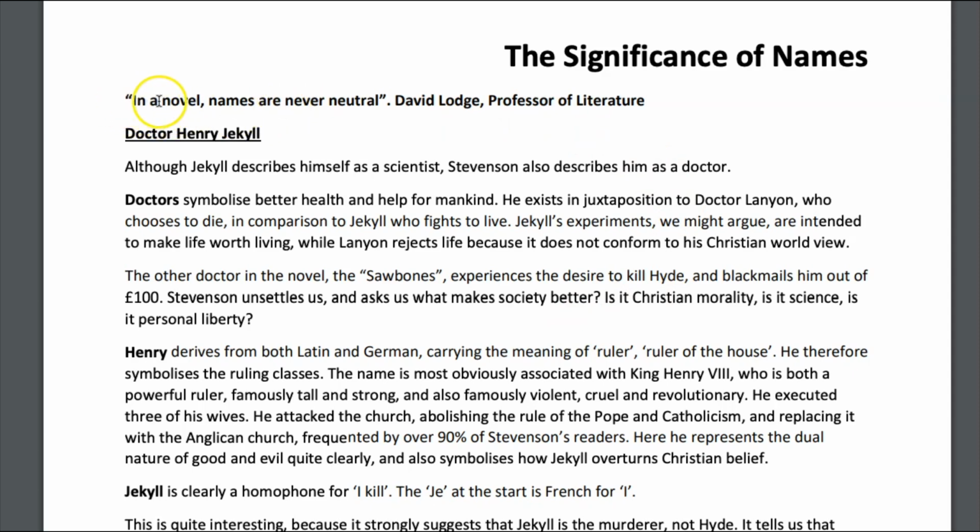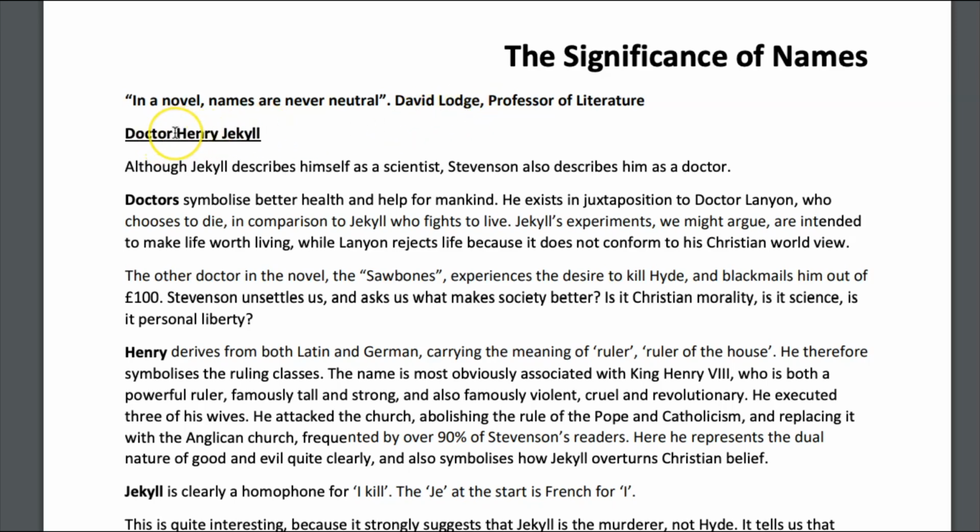So I always teach this quotation to my students. In a novel, names are never neutral, and this is from Professor David Lodge. What that means is writers pay real attention to the names that they give their characters. Names are huge clues about the author's intentions.